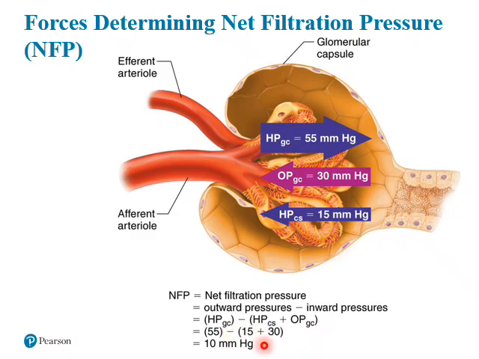So you add them together: 15 plus 30 is 45. 55 minus 45 is 10 millimeters of mercury pressure. So only 10 millimeters of mercury is the net filtration pressure, the balance of the pressure that is going to make you produce your urine.